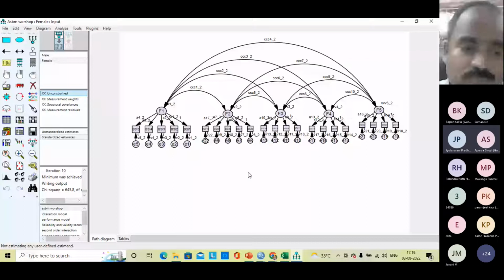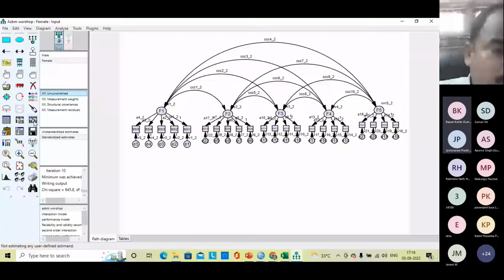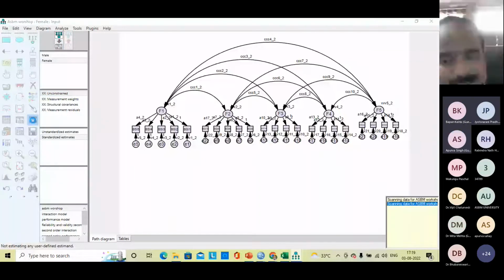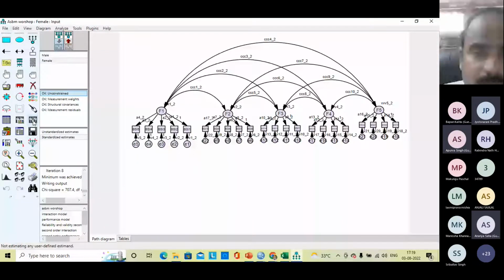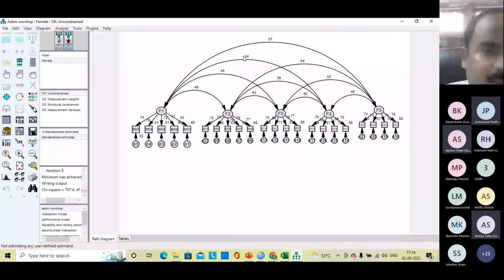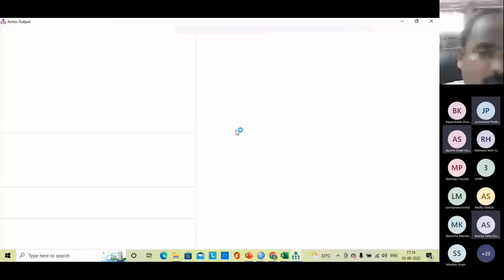So we will do the operation now. Start the operation. Now look at here, 0.57 for female, 0.549 for male. But this is not the most important. We are going to the text output.